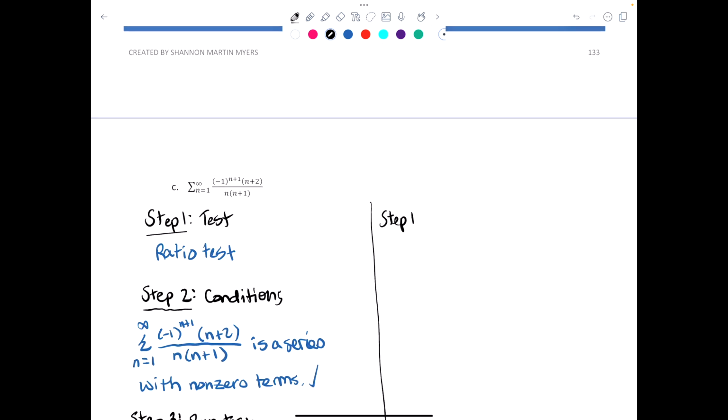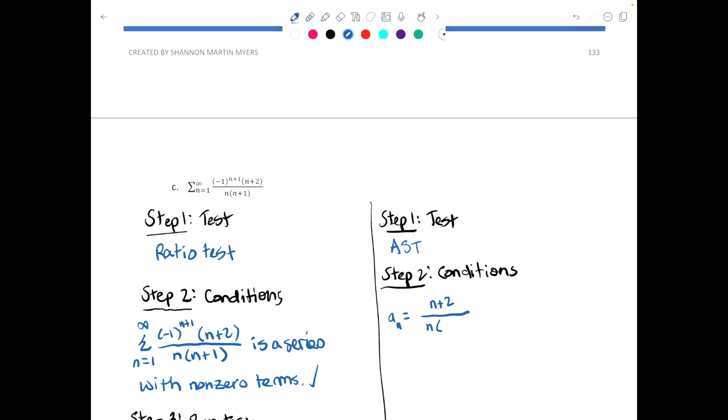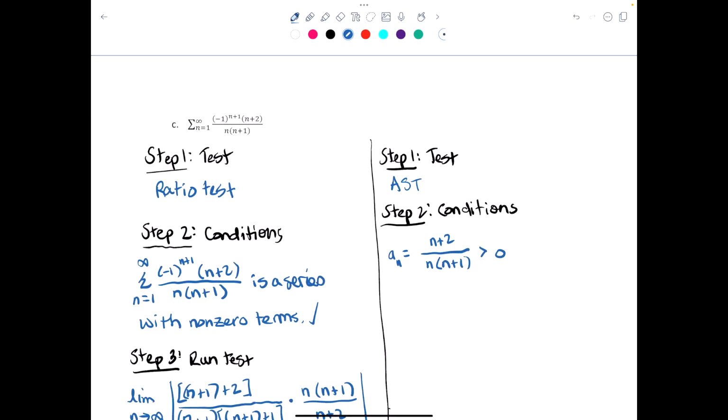Step 1, test. Well, for this one, a good one to use would be the alternating series test. Step 2, conditions. So for the alternating series, we need to figure out what is our a sub n. So it's everything that doesn't have the alternating part. So we have n plus 2 over n times n plus 1, and that is going to be greater than 0. So it's a positive sequence without the alternating portion.